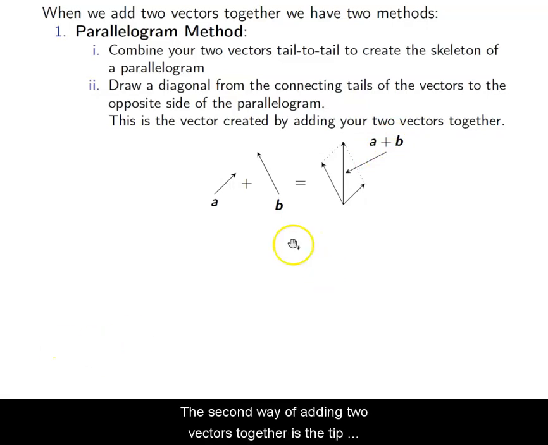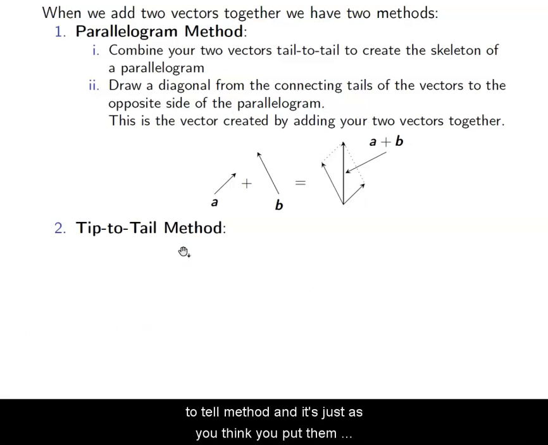Okay. The second way of adding two vectors together is the tip to tail method, and it's just as you think, you put them tip to tail. So here, the parallelogram method, you can also think of as tail to tail, right? Because you're connecting the tail of one to the tail of the other, and then you're drawing a parallelogram. But it's easier just to remember them as parallelogram and tip to tail.